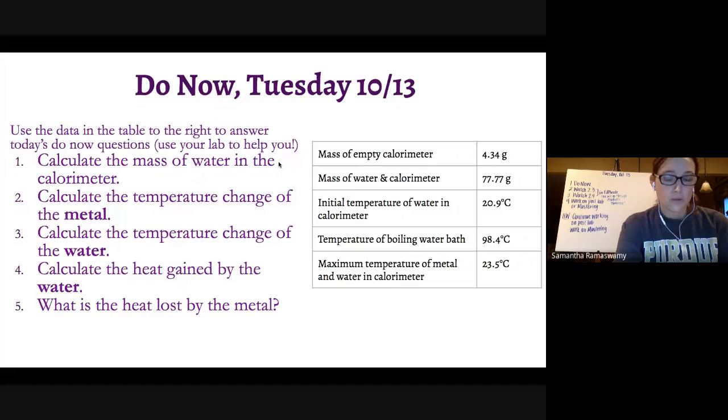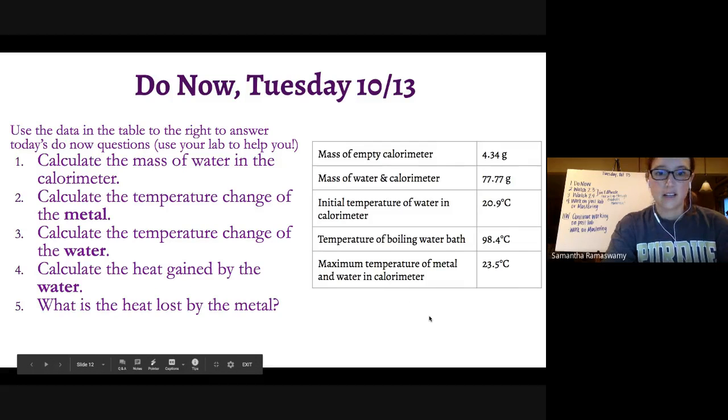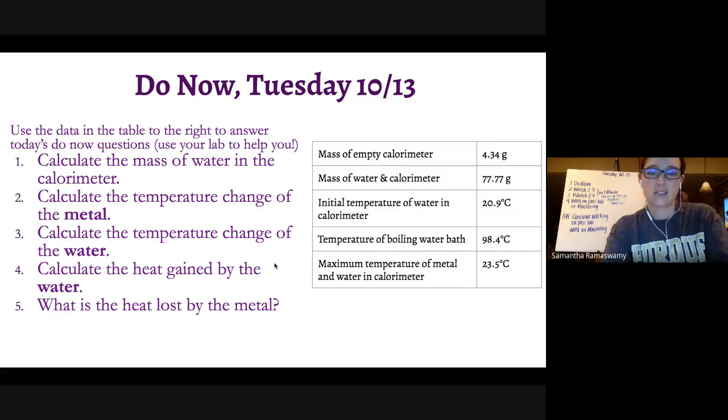They should look fairly similar to the calculations that you did for the specific heat lab, but I wanted to go through it again because there were some questions yesterday on why there was 1,000% error. I just want to go through this and give you some helpful tips for the calculation. So take just a couple minutes, see if you can work through this: calculate the mass of water, temperature change of metal and water, and then the heat gained by the water. Use this data over on the side to answer these questions, and then we'll go over them in just a minute or two.